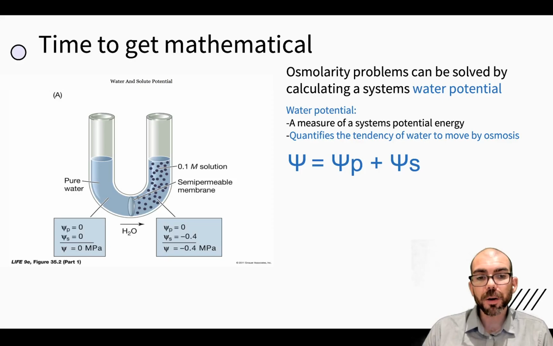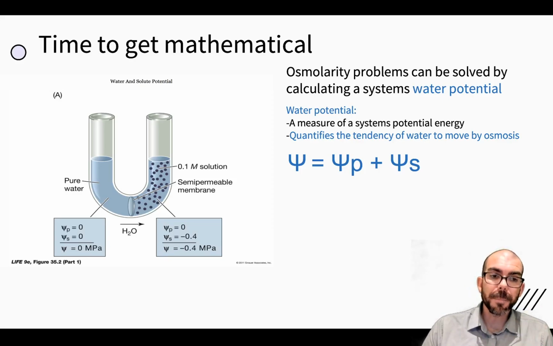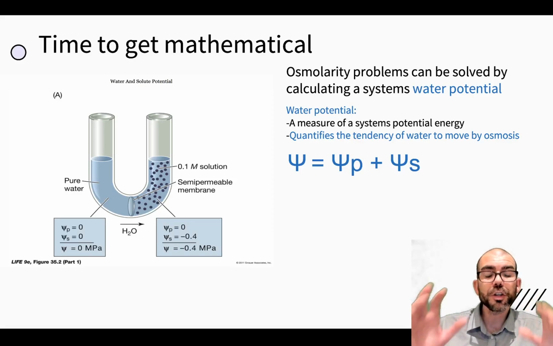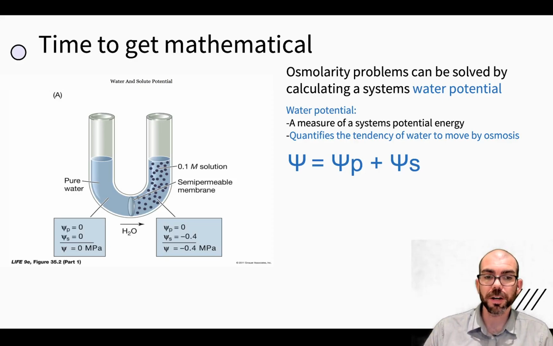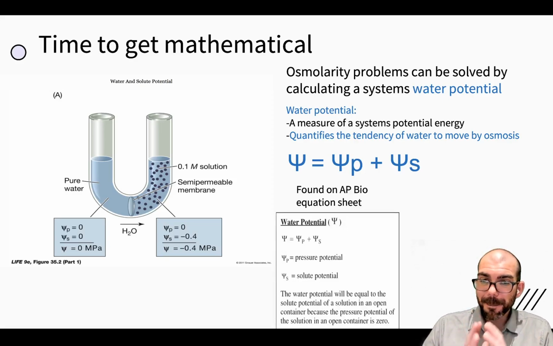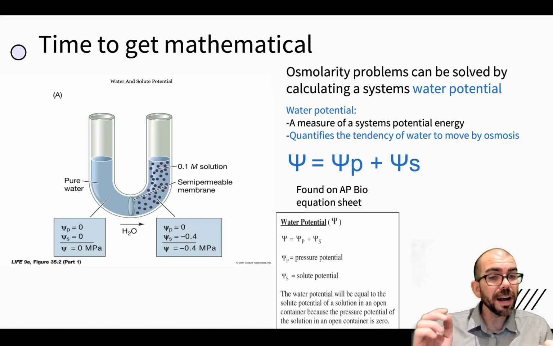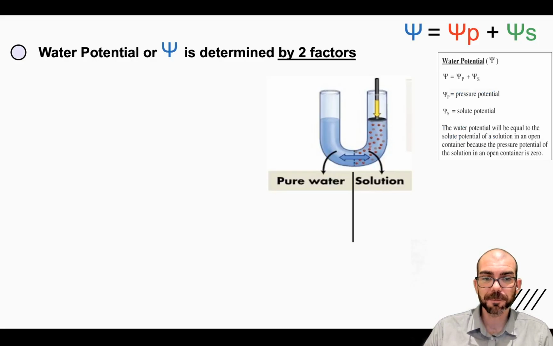The equation of water potential is Ψ equals Ψp plus Ψs: pressure potential plus solute potential. We'll explain what those mean in a moment, but keep in mind the big picture here: we're just using math to determine what direction water will move according to osmosis. A big thing to keep in mind is this is on your AP Biology equation sheet, meaning you'll have full access to the equation during the exam, and problems like this are fair game on your AP test.